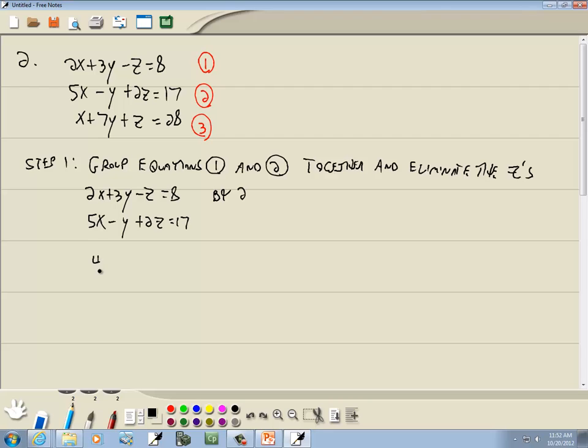2 times 2x gives us 4x. 2 times 3y gives us 6y. 2 times negative z is negative 2z. And 2 times 8 is 16. Second equation remains as is. Now I'm going to add these together. This is referred to as the addition method, elimination method, depending upon the book you're looking at. 4x plus 5x is 9x. 6y minus y gives us 5y. Negative 2z plus 2z cancels away. And 16 plus 17 gives us 33. This is equation 4.